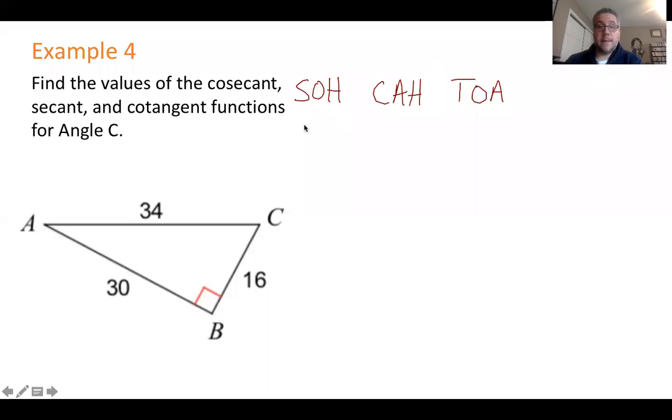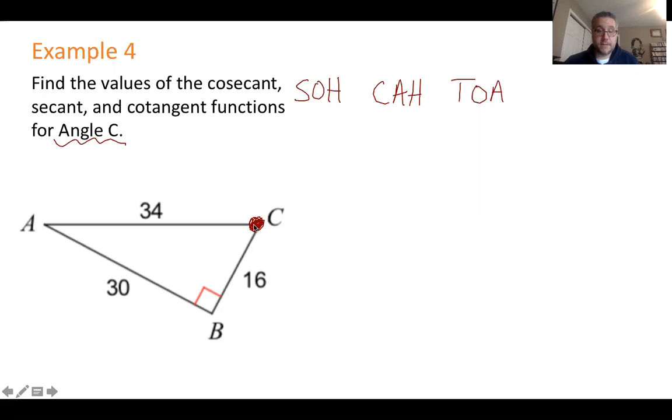We'll do a fresh example to take us home here. And the directions say, using this triangle provided, find the values of the cosecant, the secant, and the cotangent functions for angle C. So that's important. The reference angles could have been A or C. You don't use the right angle as your reference angle. You use the acute one, so it could have been A or C. The directions say angle C. So angle C is our reference angle.